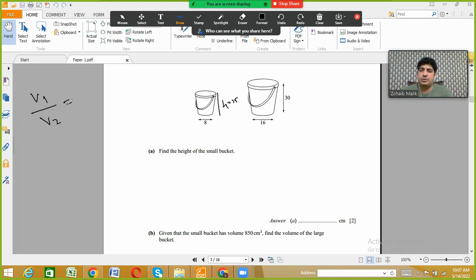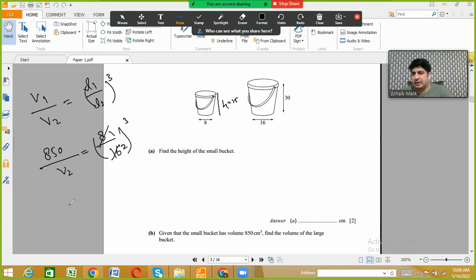So V1 over V2 is equal to length 1 over length 2 whole cube. So let's take V1 as the volume of the small bucket. This is 850. We have to find the volume of the large bucket. So let's take the values. If we take the bases of these two shapes, this would be base over base into whole power cube. So let's simplify it.